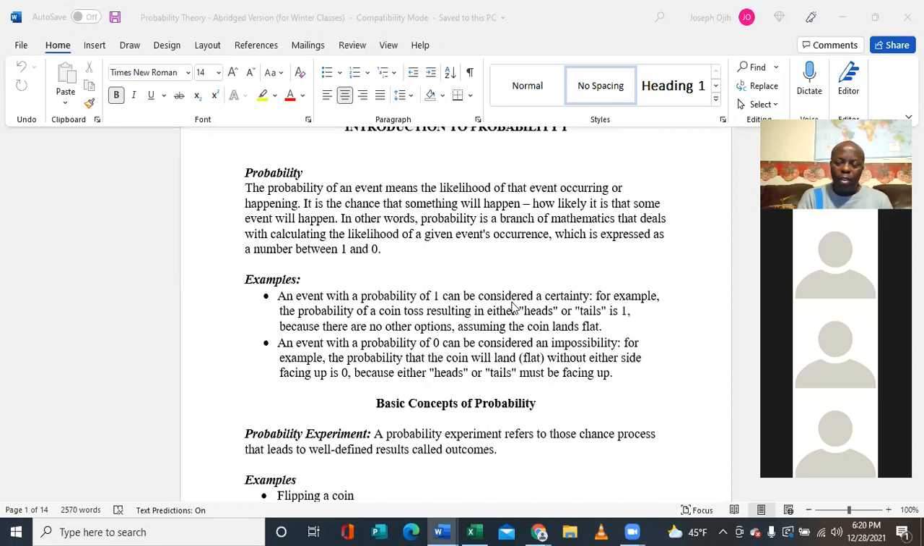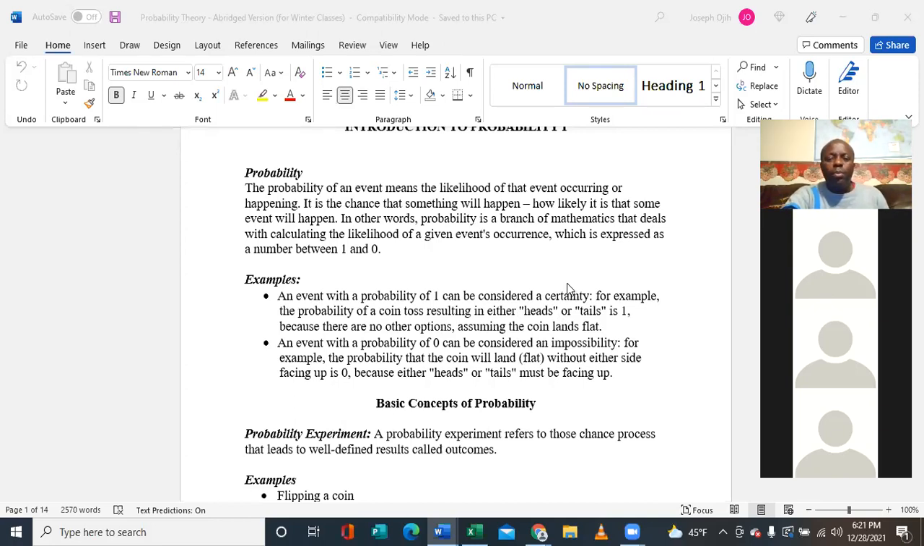For example, if you have a coin, a coin has head and tail. So the probability of a coin toss resulting in either a head or a tail is 1, because we are 100% sure that head will occur or tail will occur when you toss the coin.